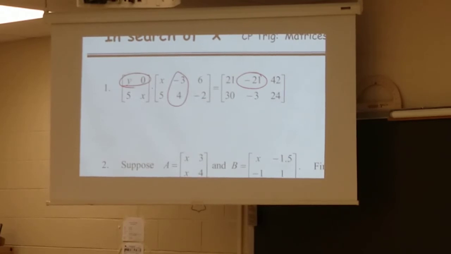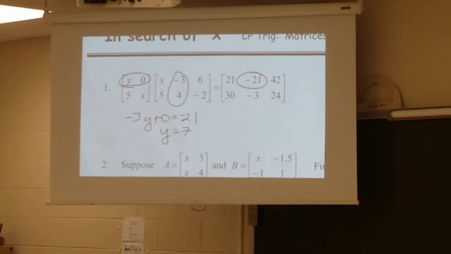Like I said, listen if you need to, but if you multiply the first row by the second column, you get negative 3y plus 0, so that's nice, and that equals negative 21. So that's why y equals 7.